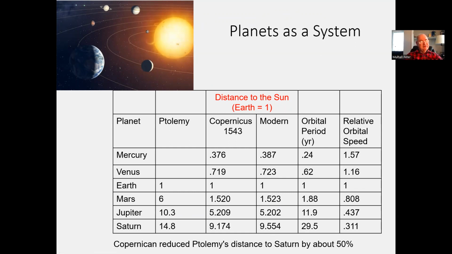Impressive, no? Why so close? Because these measurements are relatively easy to take. They don't take a highly sophisticated technology to get them pretty accurately. And that's why his numbers are pretty accurate compared to our modern numbers. We're taking angles that are relatively easy to take in the sky. And so Copernicus's numbers are quite accurate.